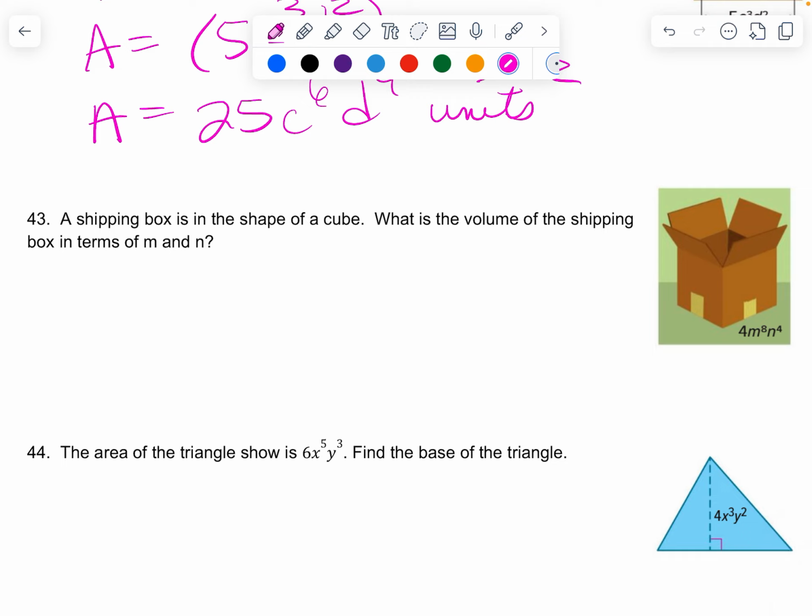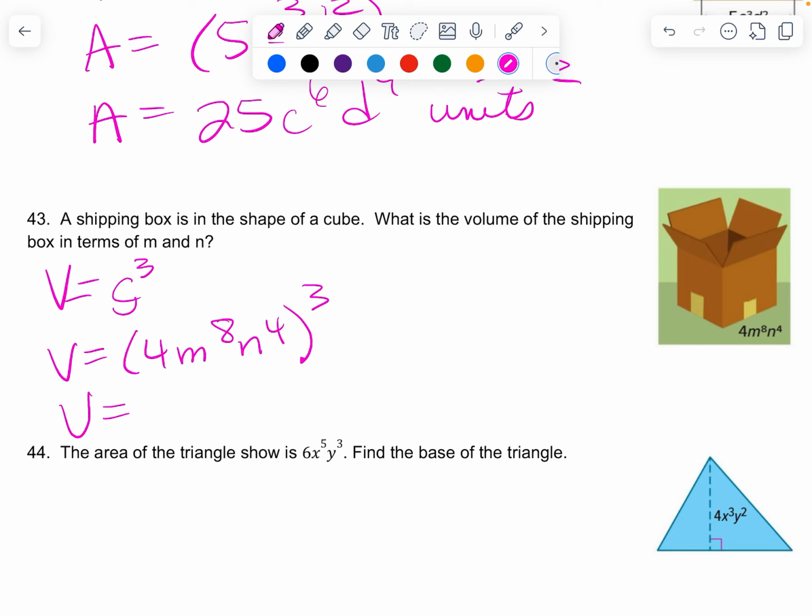What is the volume of a shipping box? Remember, length times width. Oh, is this a cube? Sorry. Side to the 3rd power. The side on here is 4m to the 8th, n to the 4th. We cube it. So 4 to the 3rd power is 64. M to the 24th, n to the 12th units cubed.